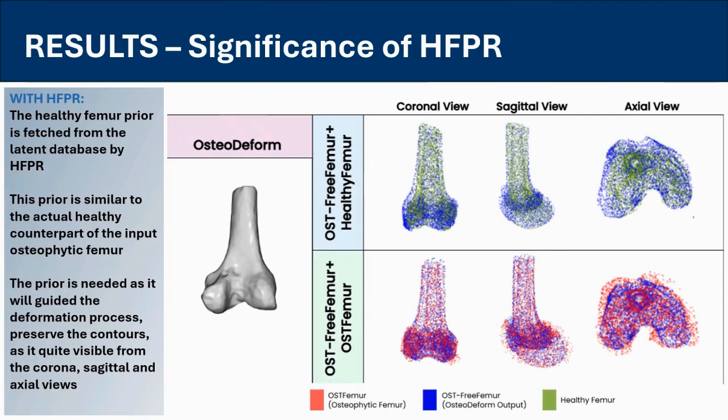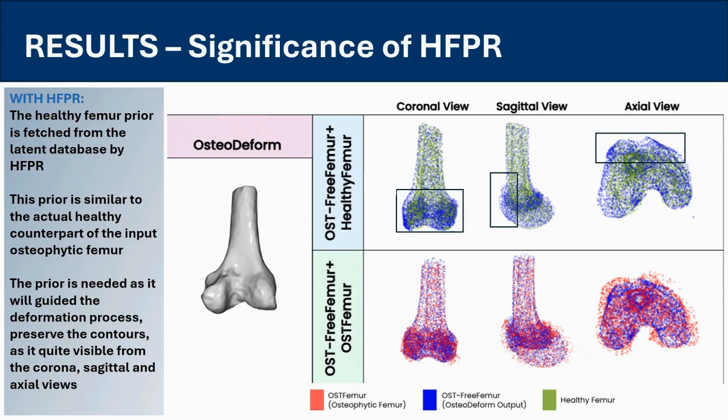So we can see what happens with HFPR. The healthy femur prior is fetched from the latent database by HFPR. And this prior is actually very similar to the actual healthy counterpart of the input osteophytic femur. So this is needed as it will guide the deformation process and preserve the contours, which is quite visible in the coronal view, sagittal view, and the axial view.